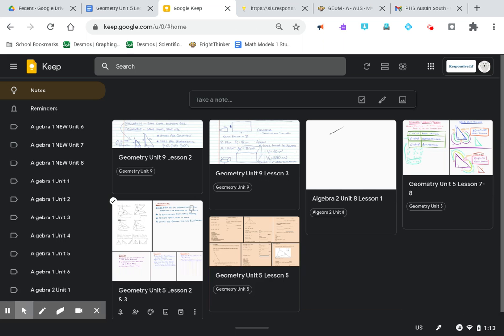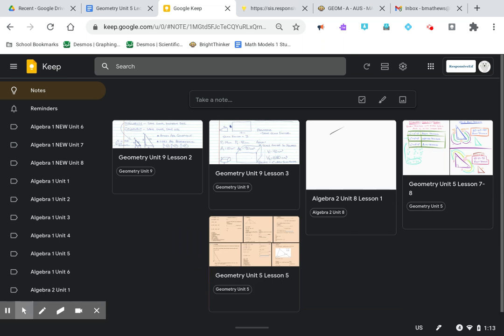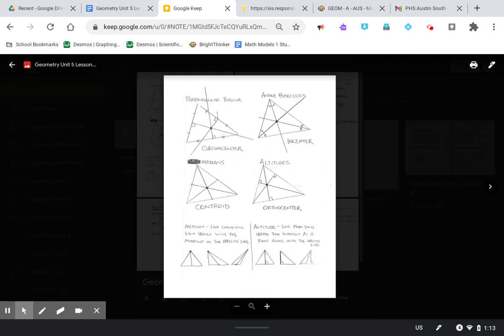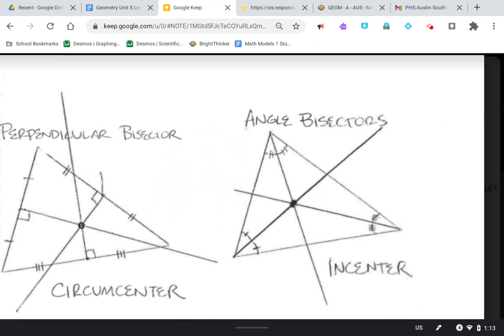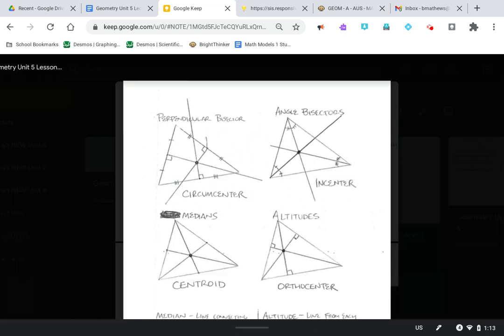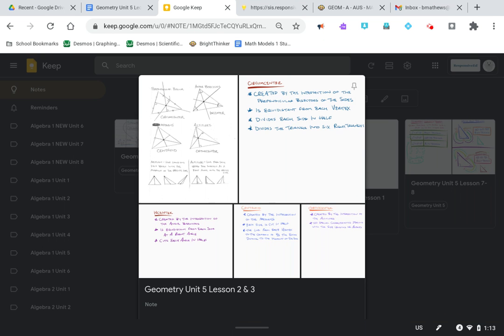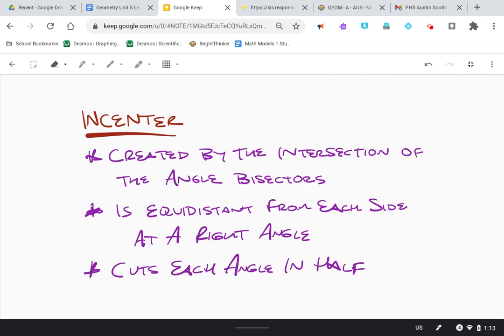So the incenter of the triangle is the part of the triangle that's the intersection of the angle bisectors. So it's the parts that bisect each angle and they meet together at the incenter. All right, let's look at our details about this. It says it's created by the intersection of the angle bisectors. Okay, got that. It's equidistant from each side at a right angle. Okay, so that's important, equidistant from each side.